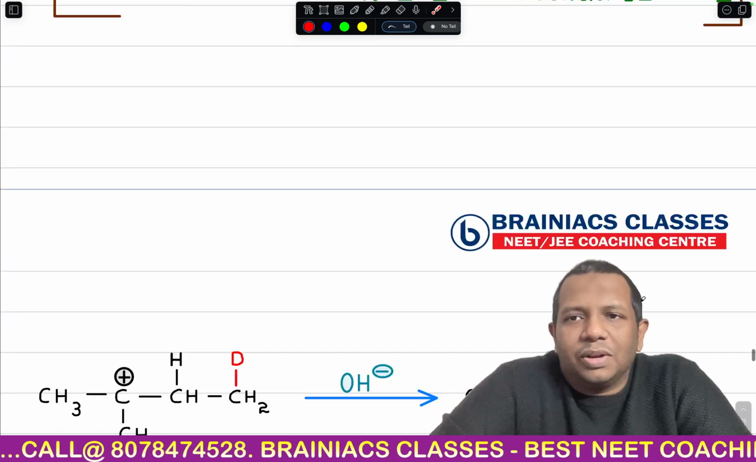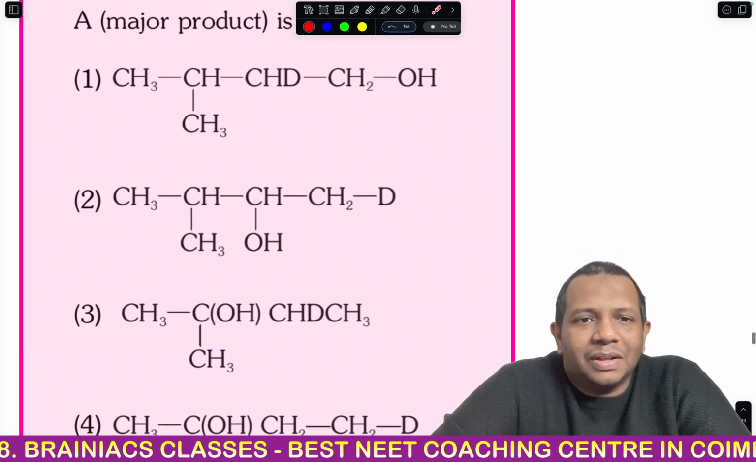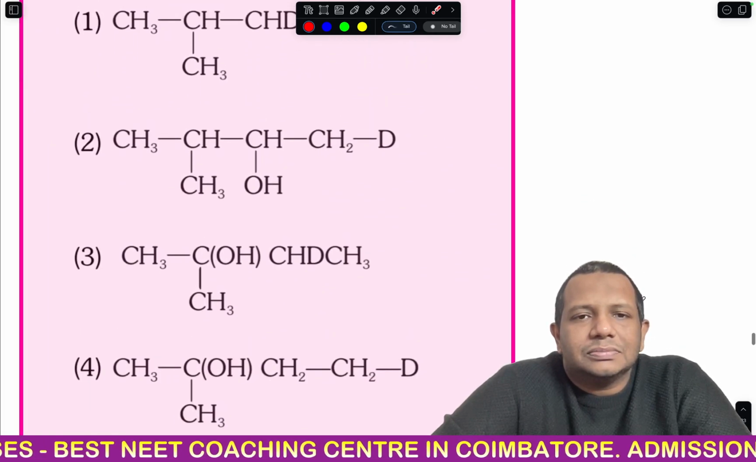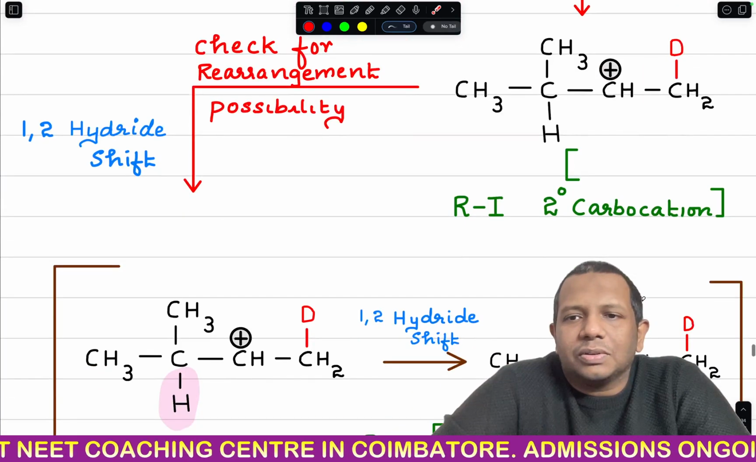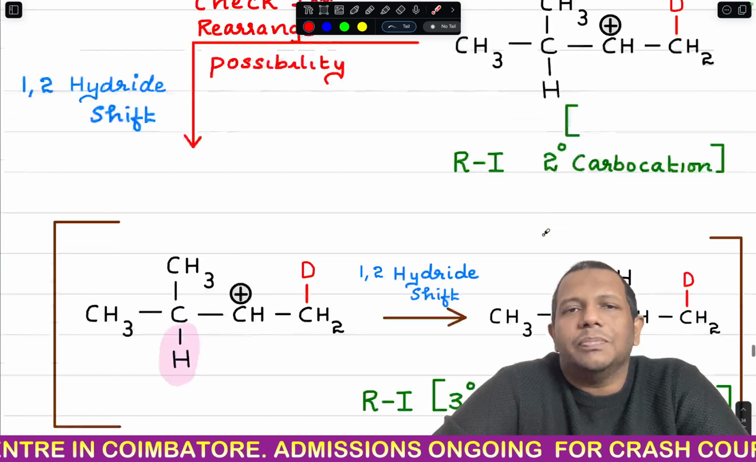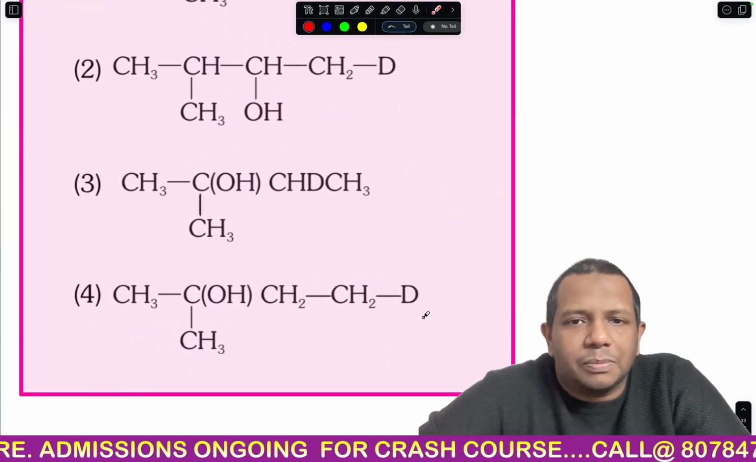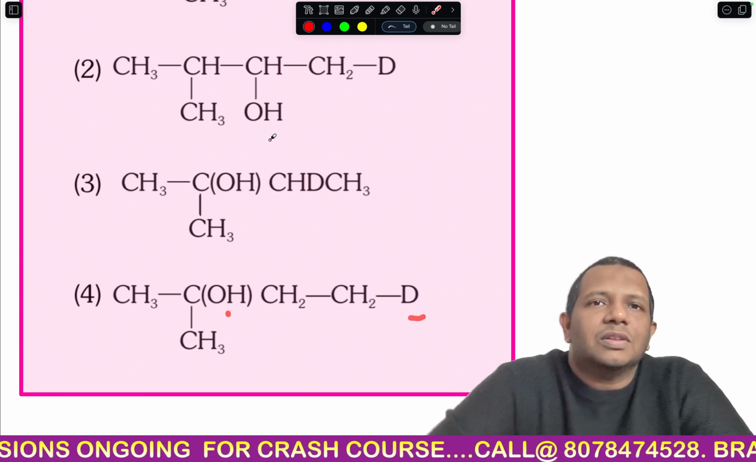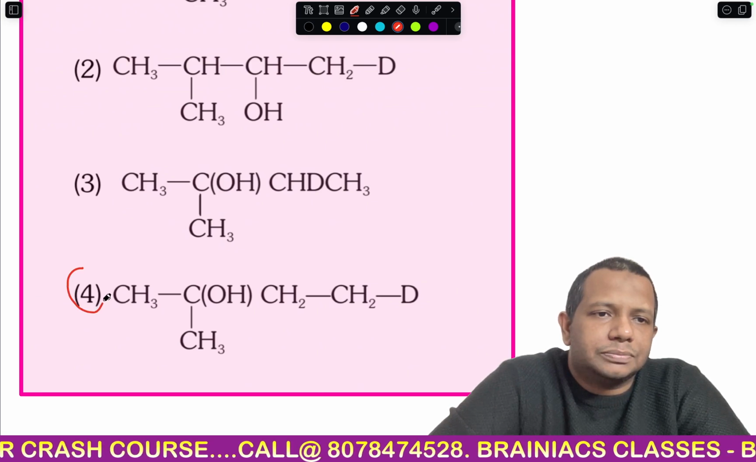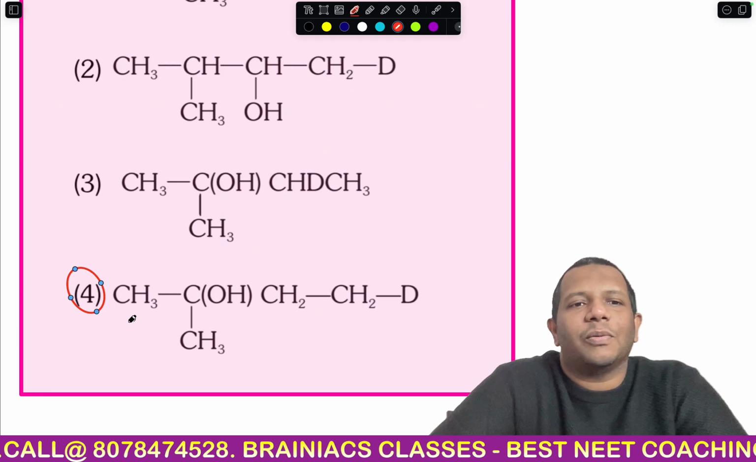Clear? So let's see whether this is present in the options or not. Yeah, it is there. We can find it out. Okay, so you need to closely see the options. D is present at the edge of the carbon and OH at the second carbon. So we will find out any option similar to that. Yeah, edge of the carbon, this is present, CH at the middle. So I can easily say my answer here is option 4. So you should be very careful, otherwise you will end up in wrong options.